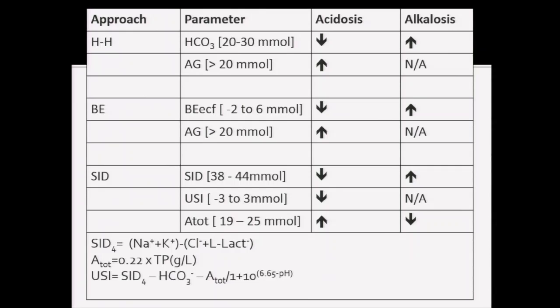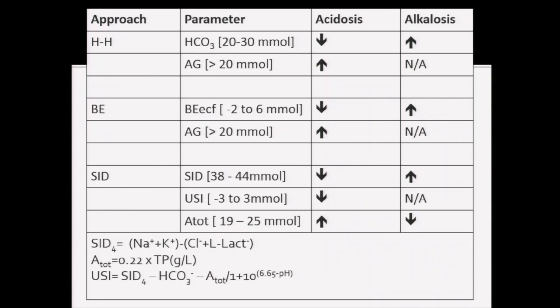If we look at the strong ion difference, the formulas can be found at the bottom of the slide over here. Basically, for strong ion difference, it uses the levels of potassium and sodium, and subtracts from those chloride and L-lactate. The normal reference range for that is 38 to 44 millimoles per liter. If it's declined, it's indicative of acidosis.